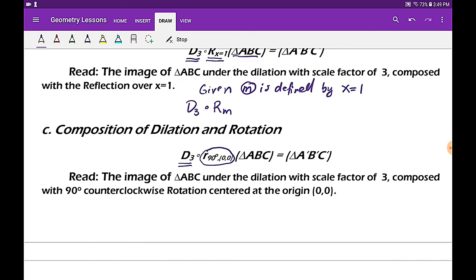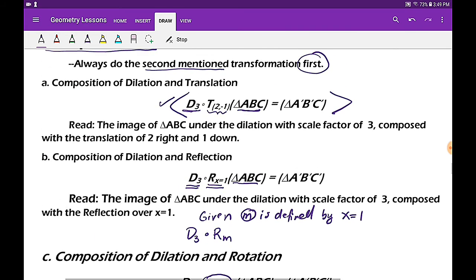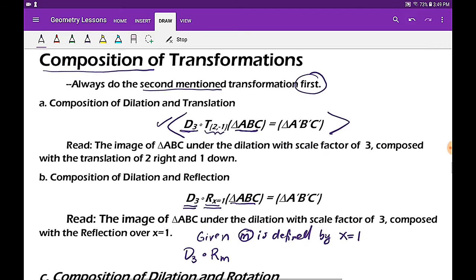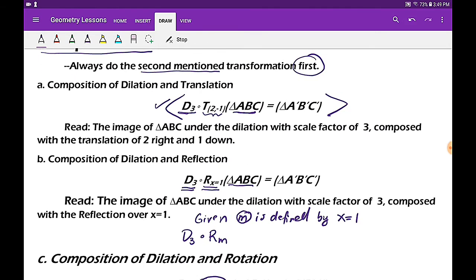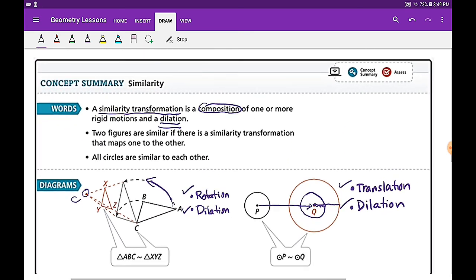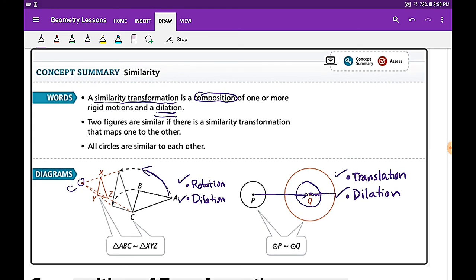Hopefully this helps you not get shocked when you see this notation in the upcoming example. So again, proving two figures similar means showing that there is a series of rigid transformations combined with a dilation that maps one figure onto another figure.